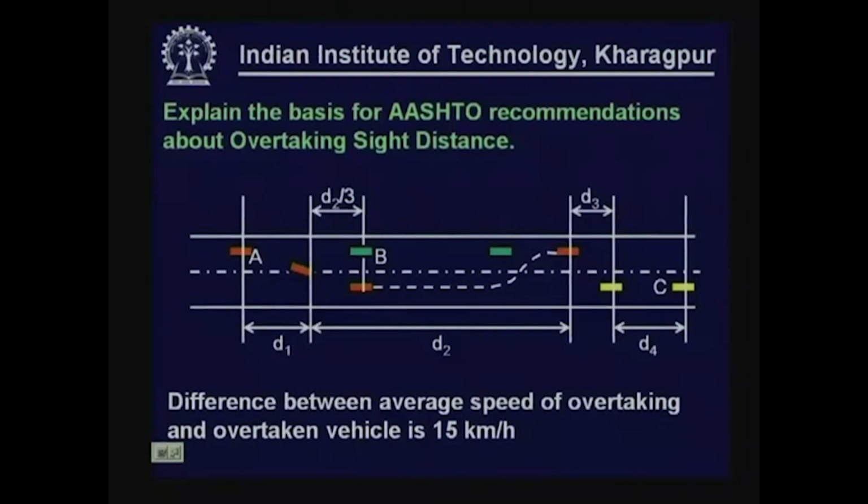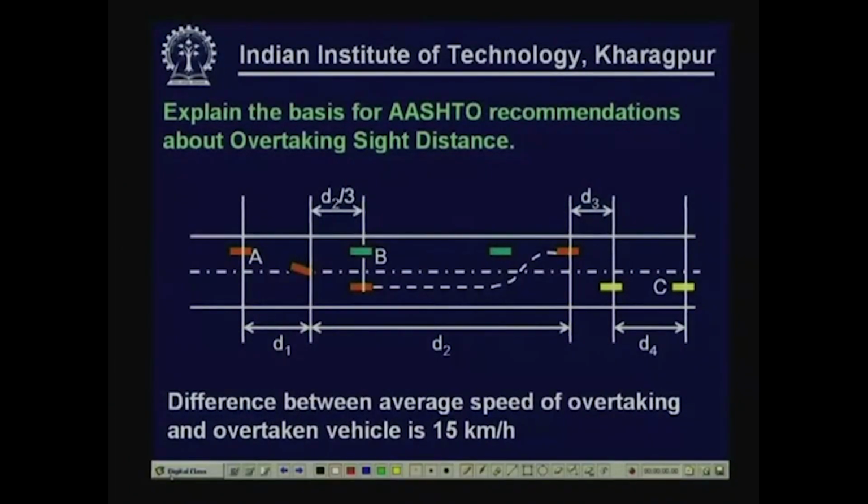Now, the basis for AASHTO recommendations about overtaking sight distance. Look at this sketch. AASHTO considers three vehicles: vehicle A, which is trying to overtake, vehicle B, which is the overtaken vehicle, shown in different positions, and vehicle C, which is the vehicle coming from the opposite direction. Now, there are four components which are considered.